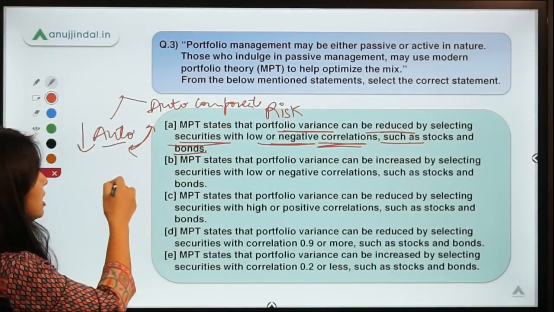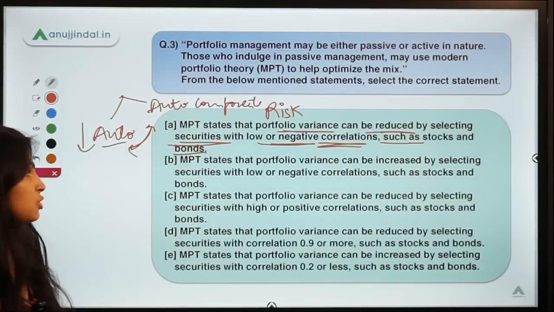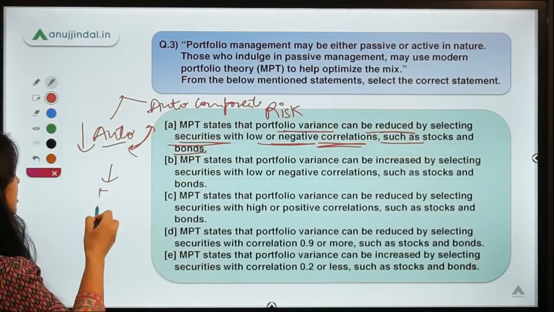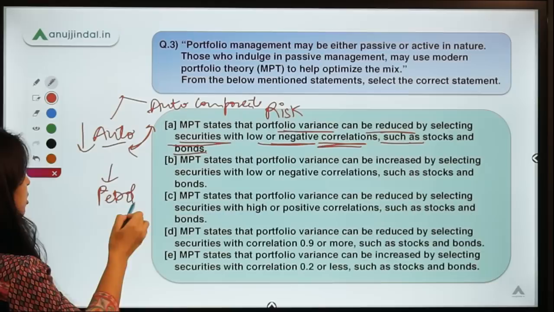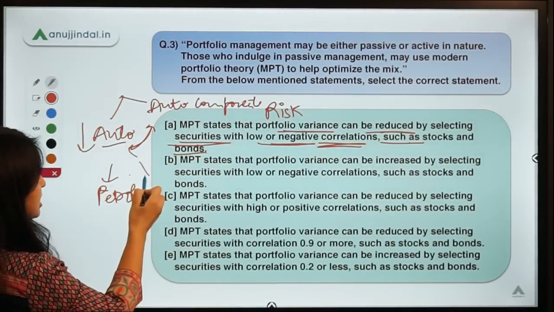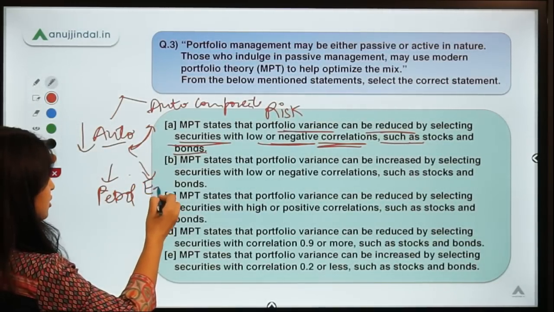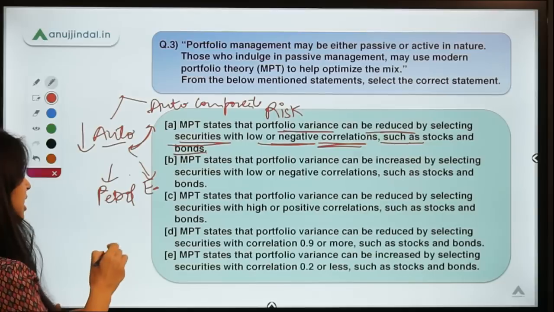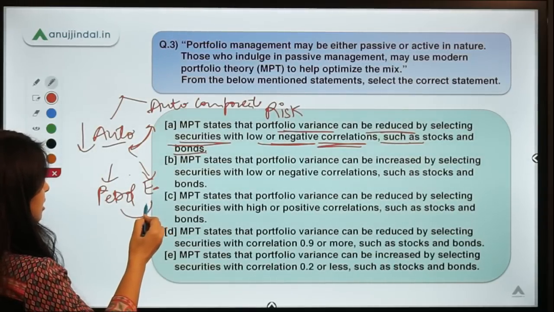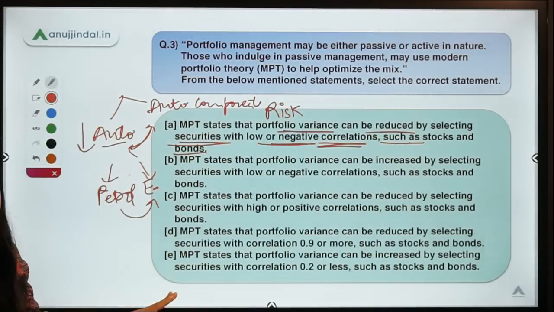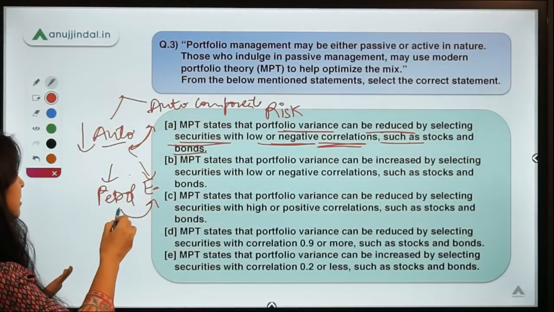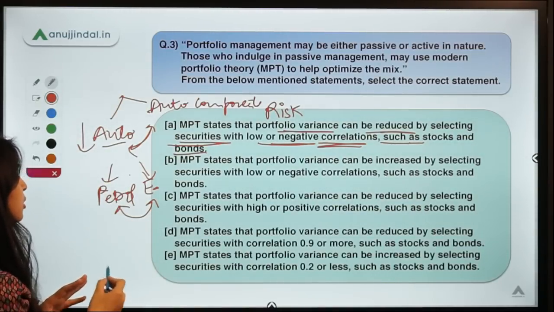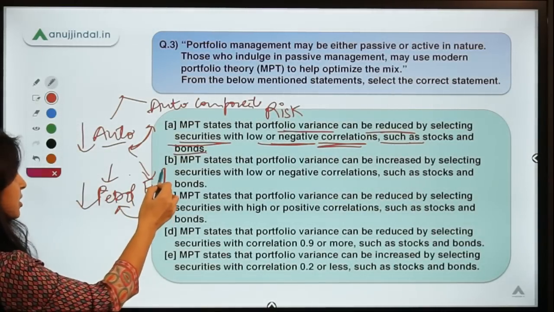That if one falls, the other one rises, right? So let's say you are investing in a company that is manufacturing petrol vehicles or automobiles, and simultaneously you are investing in a company that manufactures electric vehicles or green, eco-friendly vehicles. Then you see there is a negative correlation. If people are preferring to go for eco-friendly vehicles, then they might not want to buy the petrol-run vehicles, right? So there is a negative correlation. If one falls, the other has the chance to rise.